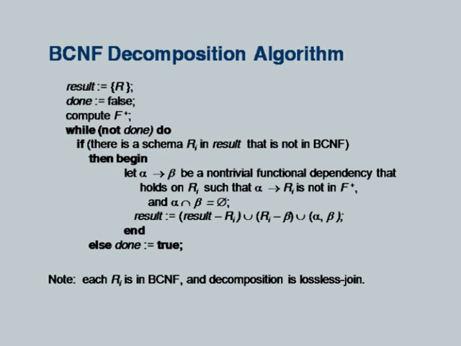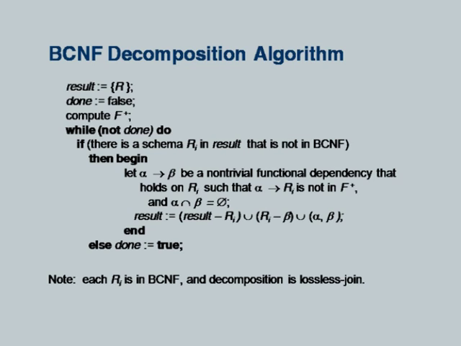If at any point we find a functional dependency that violates BCNF, alpha goes to beta, then we decompose into two parts. One of the relations is alpha beta. The other relation is Ri minus beta. We are assuming that alpha intersection beta is empty. If it is not, we will do Ri minus beta minus alpha. That is a minor change. In any case, we remove Ri from the result and replace Ri by these two.